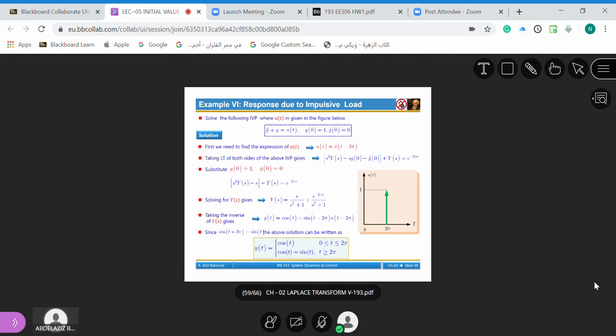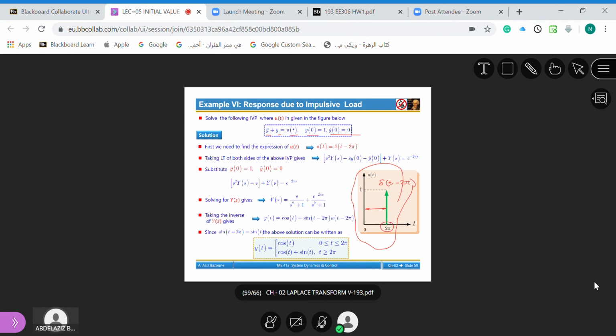Another example here, which is the same thing as the shifted. We have an initial value problem, y double dash plus y is equal to u of t, y of 0 is equal to 1, y dot of 0 is equal to 1, and u of t is given by this signal. This is u of t, the right-hand side term. If you remember, when you see an arrow like this, it means it's the impulse, delta. Since there is a time delay here, this will be delta t minus 2 pi, and time is delayed by 2 pi.